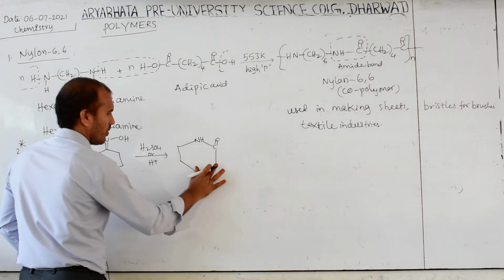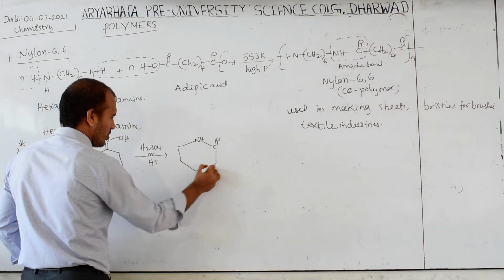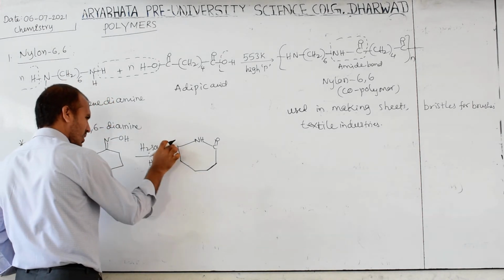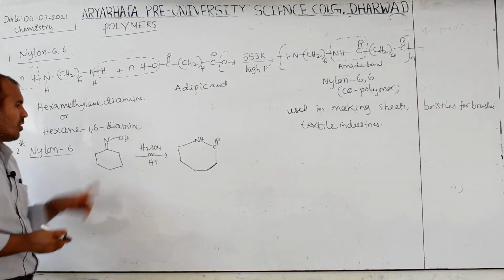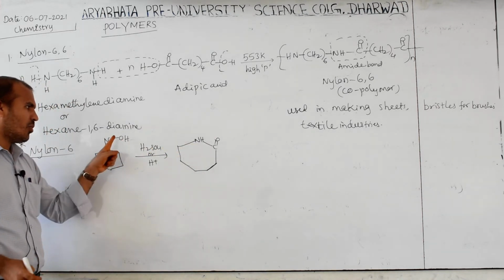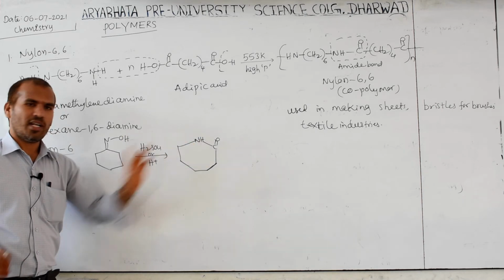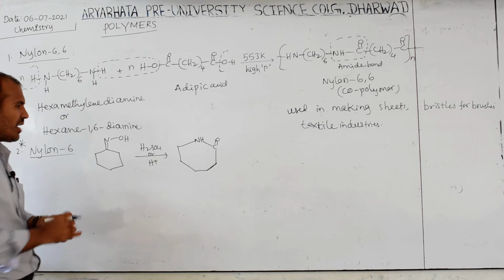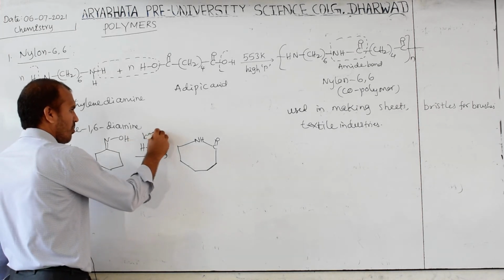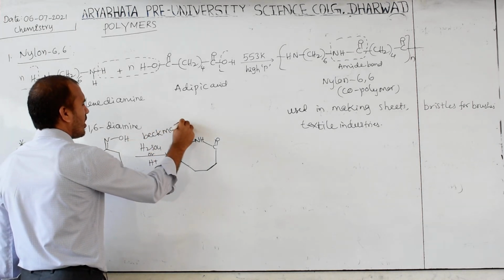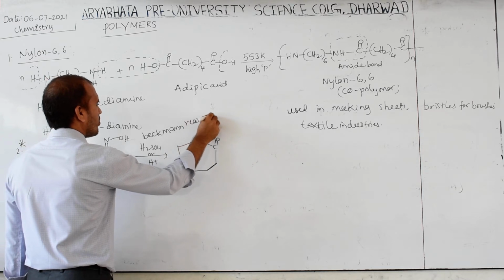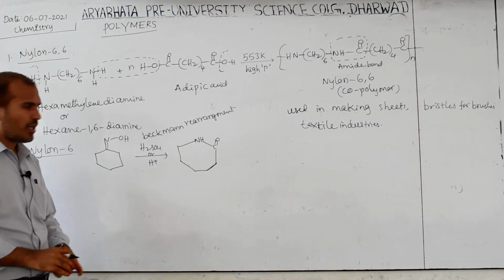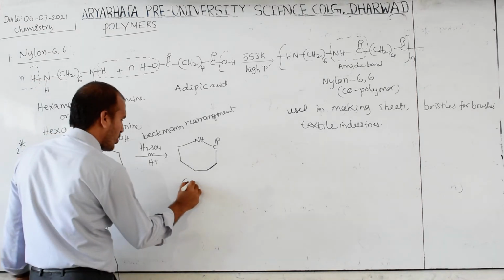Now, how many are there? 1, 2, this is the corner actually. 1, 2, 3, 4, 5, 6. Total 6 carbons are there. 1 nitrogen, 1 oxygen, 1 hydrogen, 1 hydrogen. Total same, but just rearrangement. So this is called Beckmann rearrangement reaction. That you will know in the organic chemistry part. Okay. This is called caprolactam.